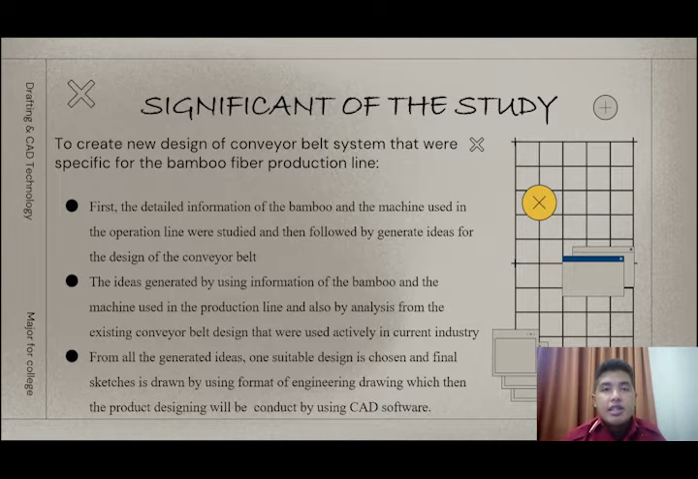The ideas were generated by using information of the bamboo and the machine used in the production line, and also by analysis from the existing conveyor belt designs that are used actively in current industry. Lastly, from all the generated ideas, one stable idea is chosen and a final sketch is drawn by using formal engineering drawing, after which the product design will be conducted by using CAD/CAM software.